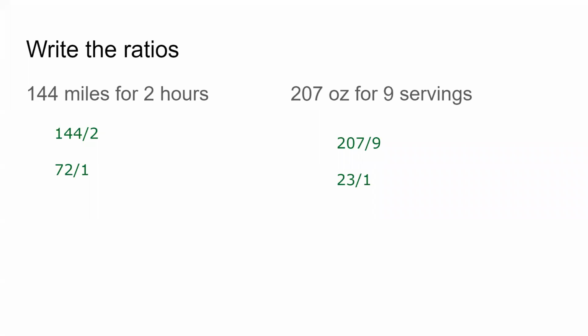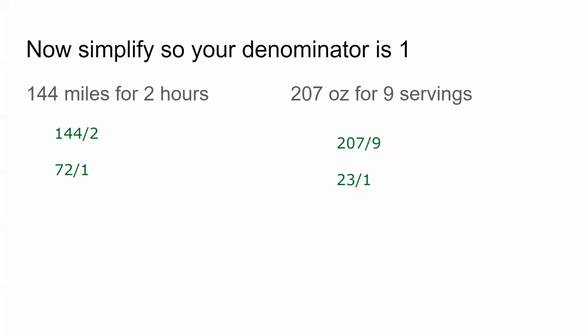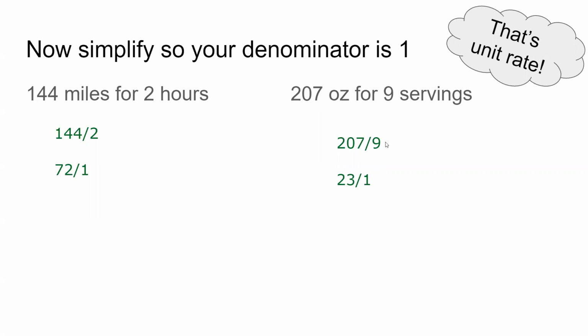Hopefully these are the answers you got. So we put 144 over 2, and then that simplifies to 72 over 1. That second problem, we're putting 207 over 9, and that simplifies to 23 over 1. So these are acceptable ratios, but when we are looking for our unit rates, we're going to simplify our denominator to 1, and then that's going to be our unit rate. So these are our rates, but this second part of it is our unit rate.